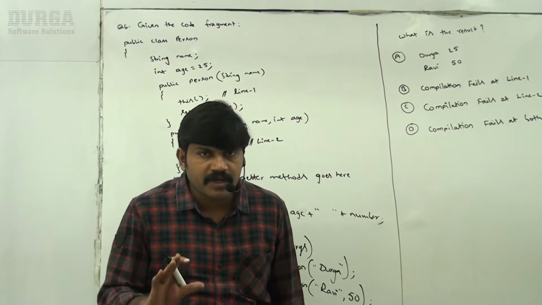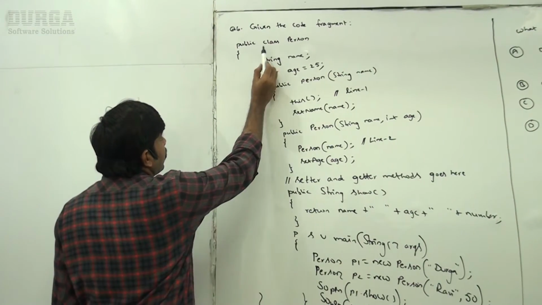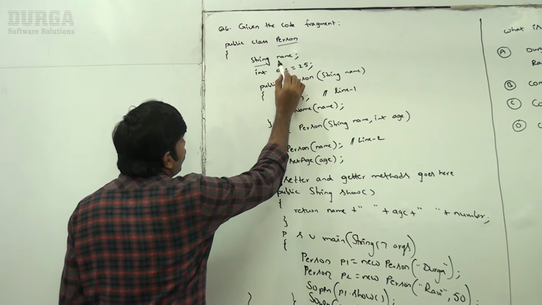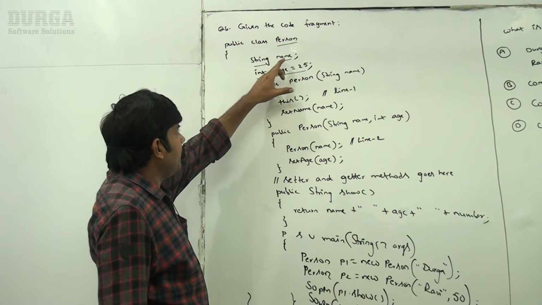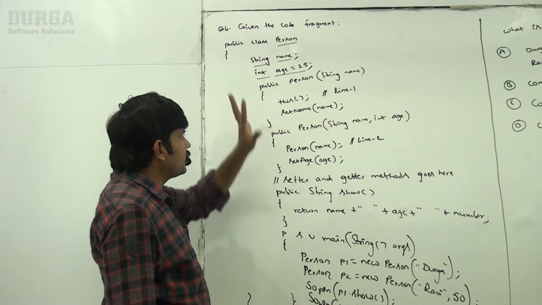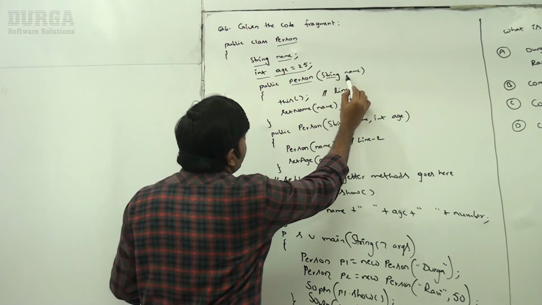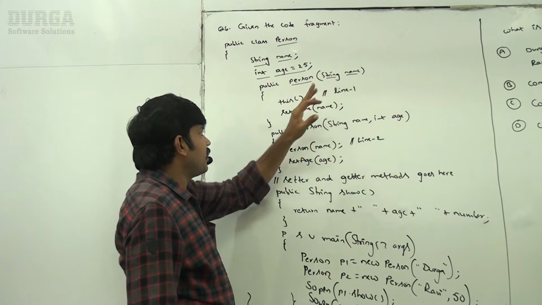Sir, the next practice question related to constructors, observe that. Public class Person contains String name and int age equal to 25. Name and age both are instance variables, right? Now, public Person(String name), this is the constructor which can take name as the argument.